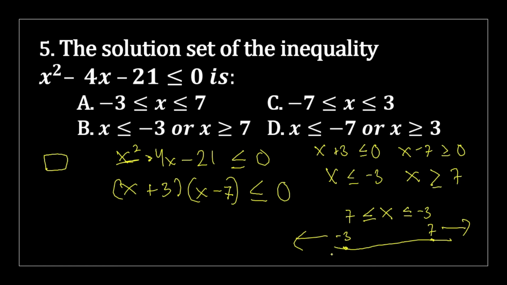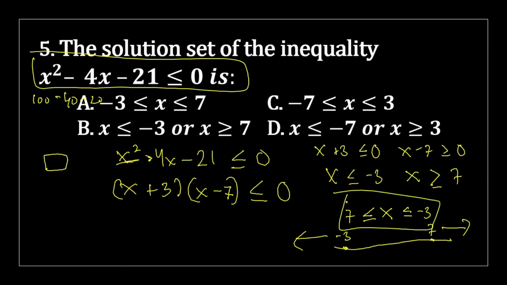Now let's try that. If we substitute that here, let's try positive 10. So 10 times 10 is 100 minus 40 minus 21. And that is not equal to 0. So therefore, we cannot use this as our solution.